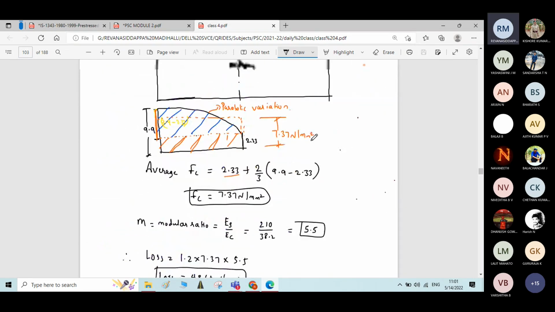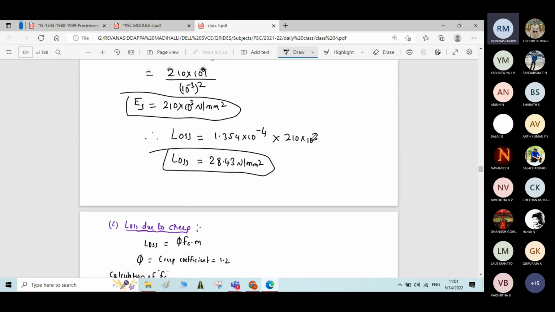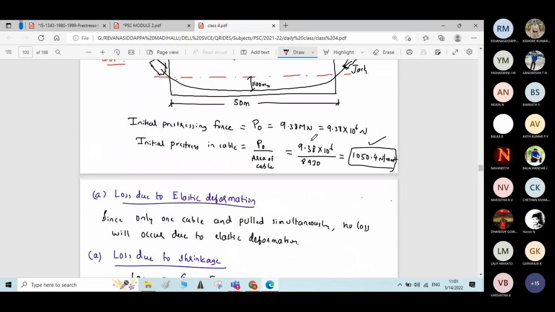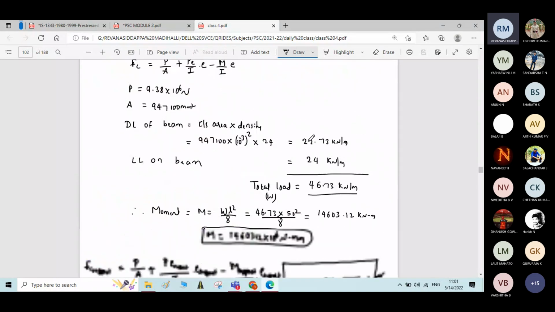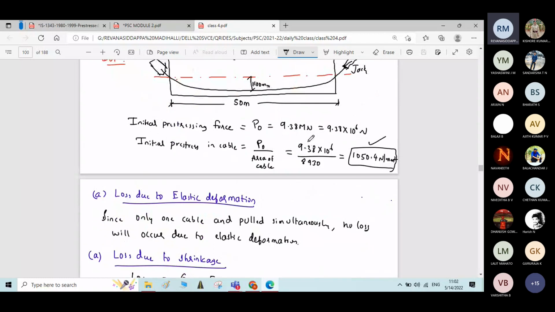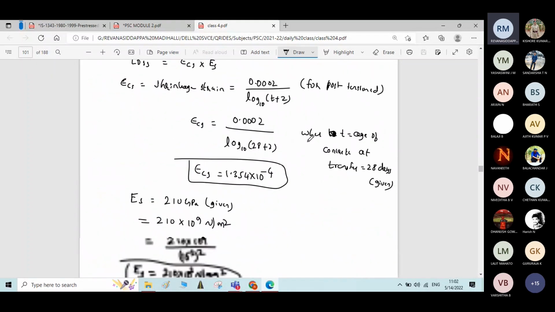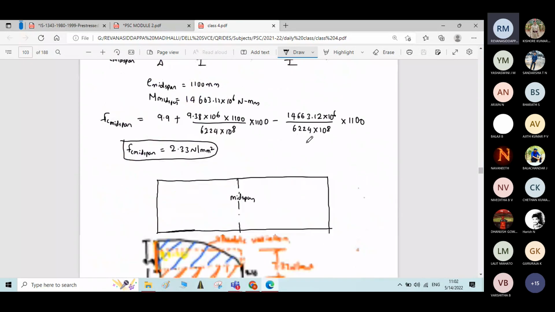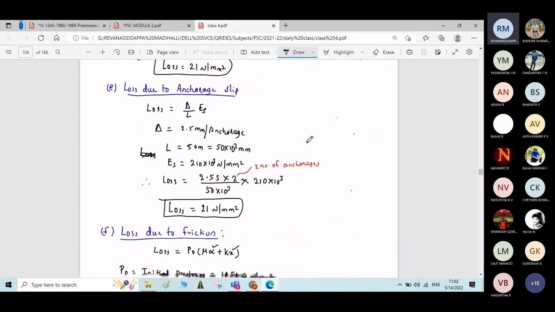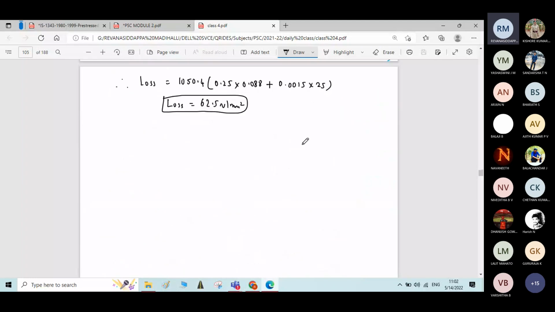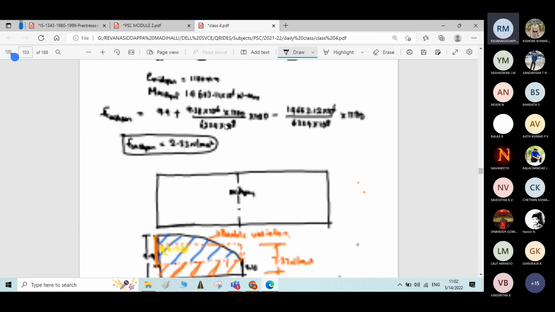With this, we have calculated all the types of losses which will come under a post-tensioned concrete beam. Now you can calculate the total loss. Total loss is the sum of loss due to elastic deformation, loss due to shrinkage, loss due to creep, then loss due to relaxation of stress in steel, loss due to anchorage slip, and loss due to friction. Therefore, the total loss of pre-stress is equal to, we add one by one.